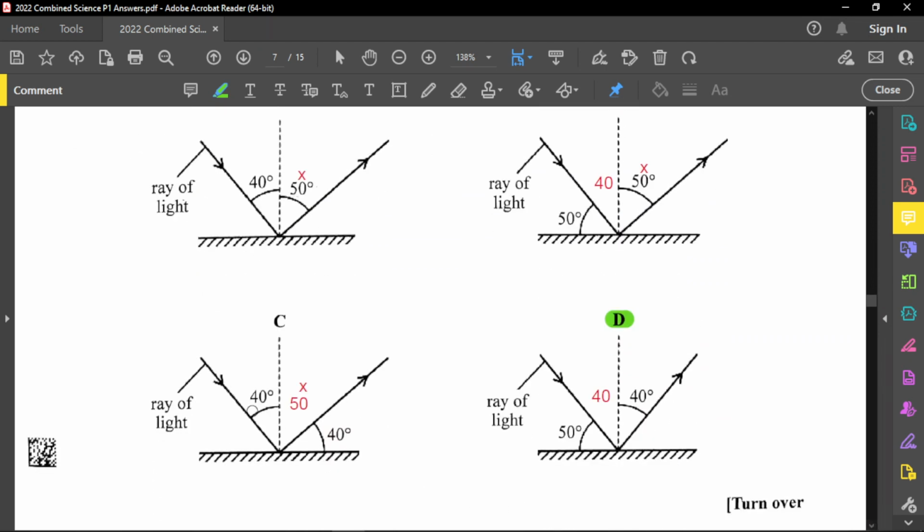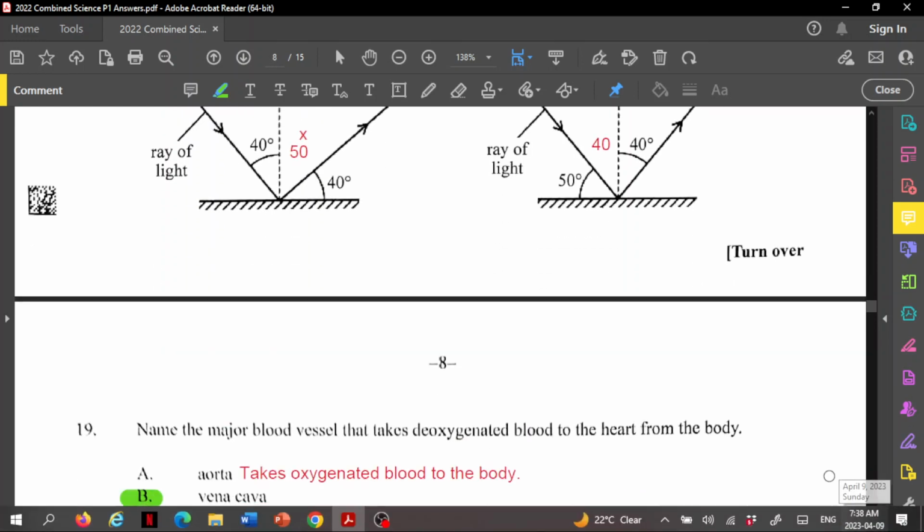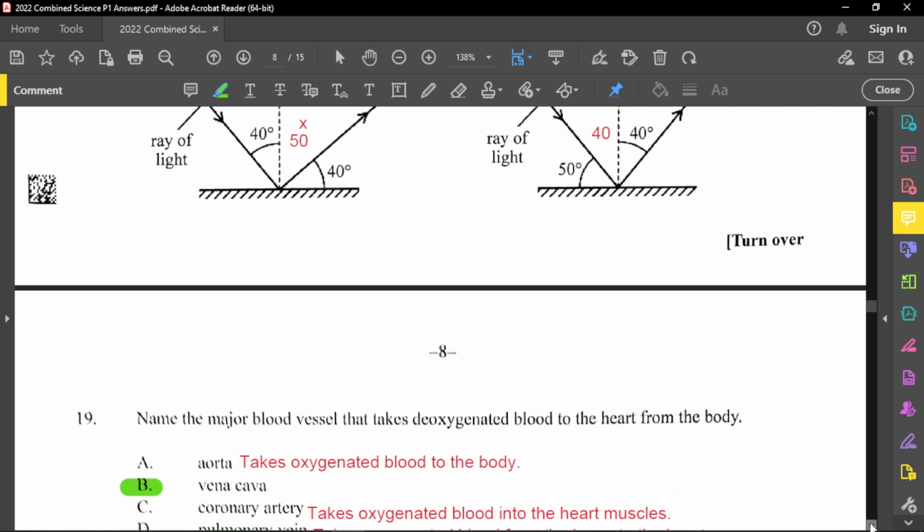C, this is 40 and 50, is the same. So it is the same as A and B. And so this one is the correct one, showing 40 and 40. I put this in red because we know if this is 50, here must be 40, and so this must be 40. Angle of incidence must equal the angle of reflection. So option D was the correct one for 18.